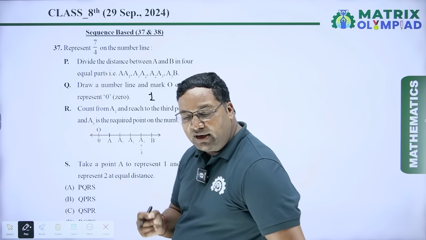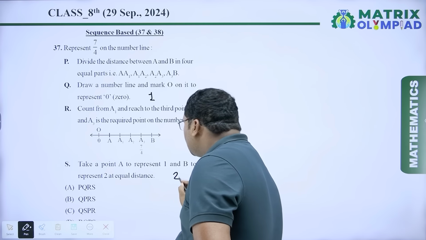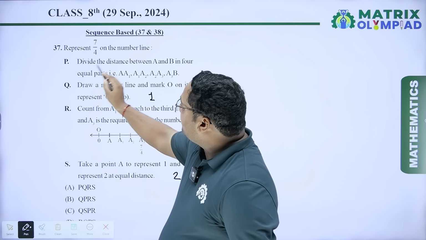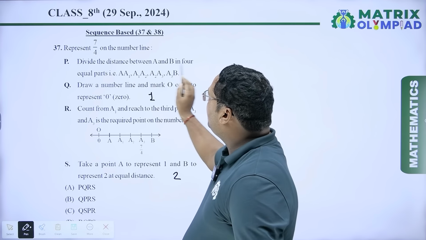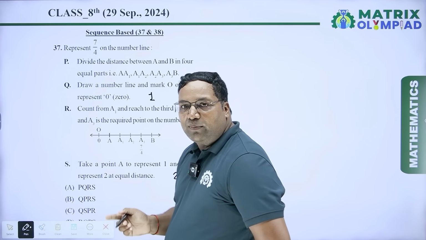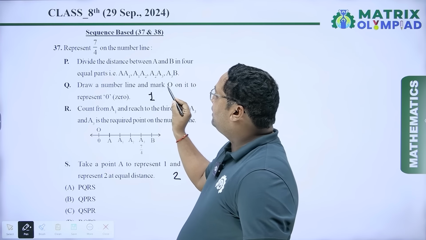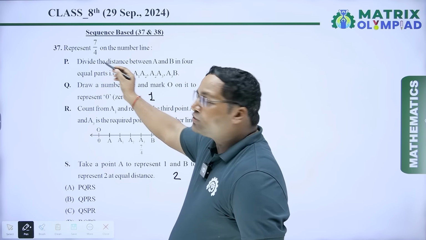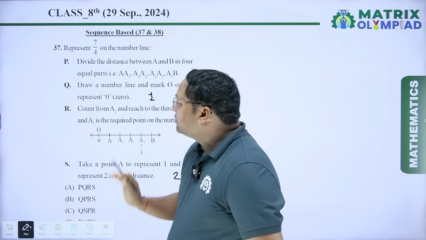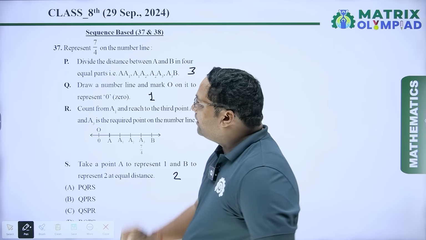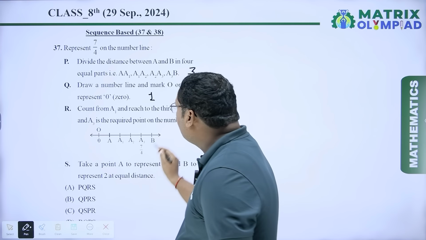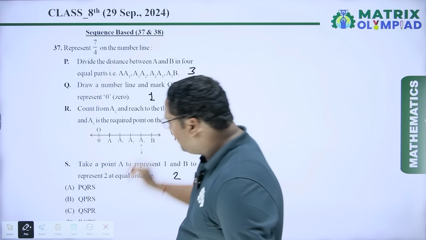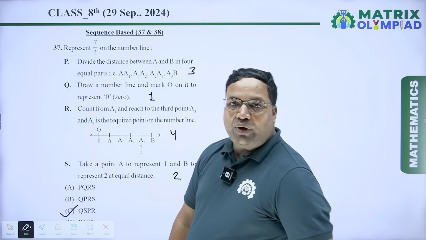Next you can see S, take a point A to represent 1 and B to represent 2 at equal distance. First we have to take 1 and 2. So second step is S. Next is P, divide the distance between A and B in 4 equal parts. Now we have to divide A1, A1, A2, A2, A3 and A3B. Because the denominator is 4, so we have to take 4 equal parts. So next, third step is P and the remaining fourth step is R. So it is QSPR. So right option is QSPR.